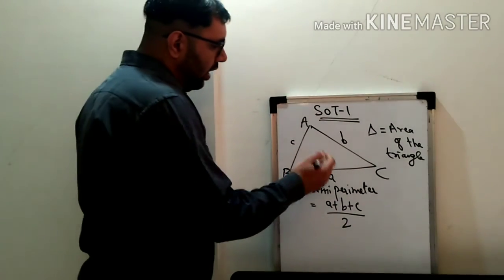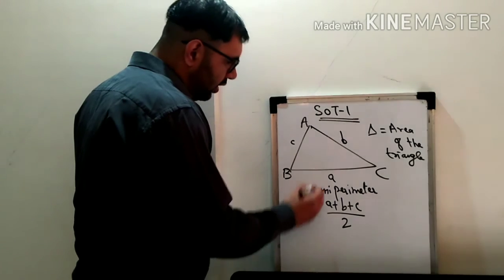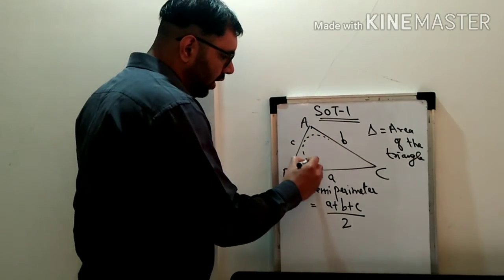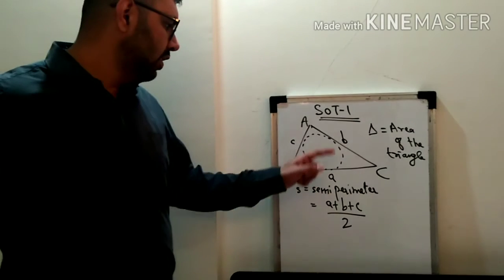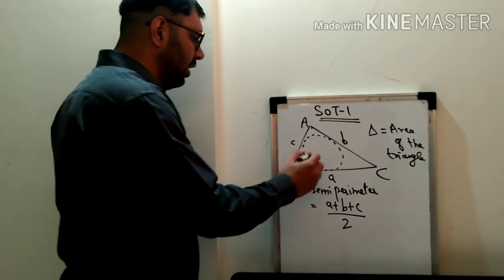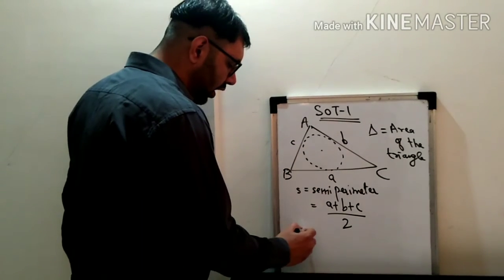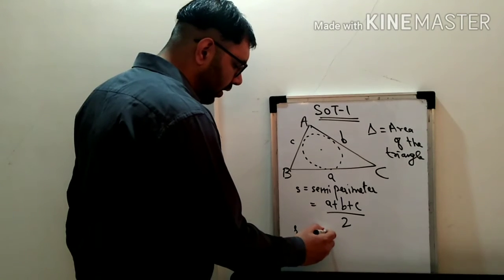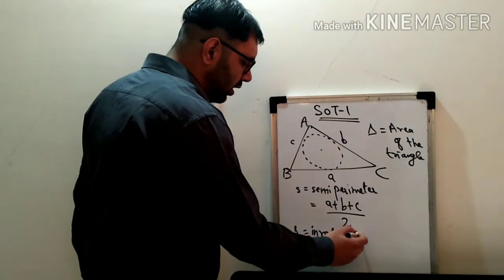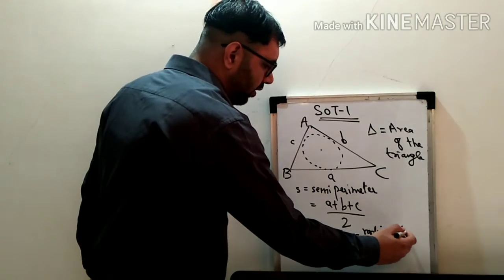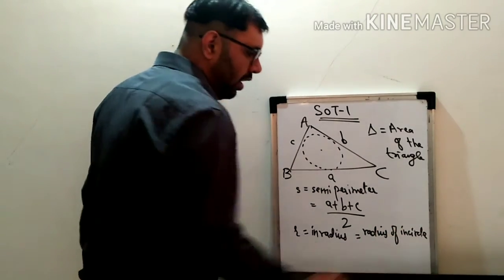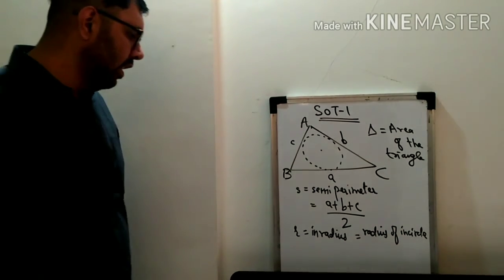And then we have 2 radiuses. First is the radius of the incircle. If you draw a circle inside the triangle which touches all the 3 sides of the triangle, that is called the incircle. The radius of that is the inradius, small r, also called the radius of the incircle.